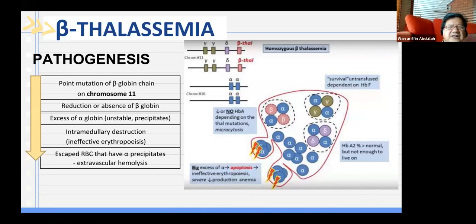So the most severe one is the homozygous beta naught. The second most severe one is the double heterozygous. It is not just heterozygous, it's double, but it's different. It's not homozygous because one is beta naught, one is beta plus. Double heterozygous, beta naught, beta plus, is less severe than homozygous beta naught. And then the least severe is the homozygous beta plus, both beta plus, because there is more beta chain than in homozygous beta naught, and more beta chain than in double heterozygous beta naught, beta plus.